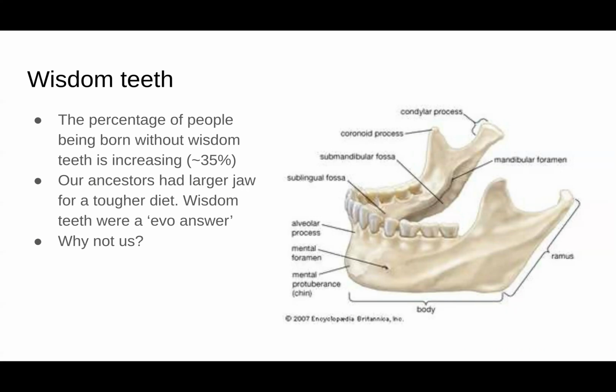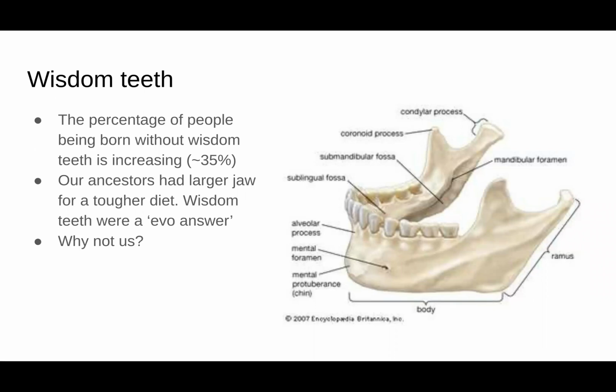Molars, is that the percentage of people being born without wisdom teeth is actually increasing. Previously, in the 20th century, it was 10 to 15 to 20% of people being born with no wisdom teeth. But now about 35% of the population has no wisdom teeth. And the idea is that our ancestors, if we think back to when we talked about human evolution, had a larger jaw because they had a tougher diet. And the evolutionary answer to that tougher diet was an extra set of molars on the top and bottom, which allow you to break up that plant material, break up that flesh, right?